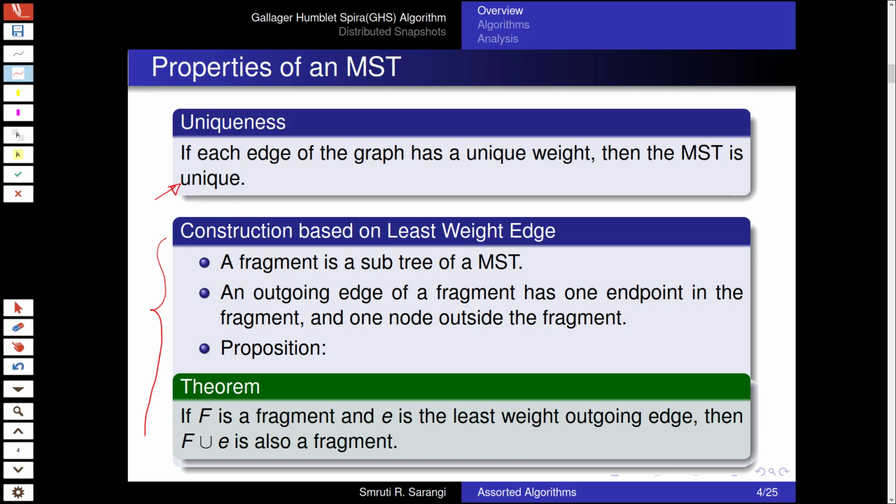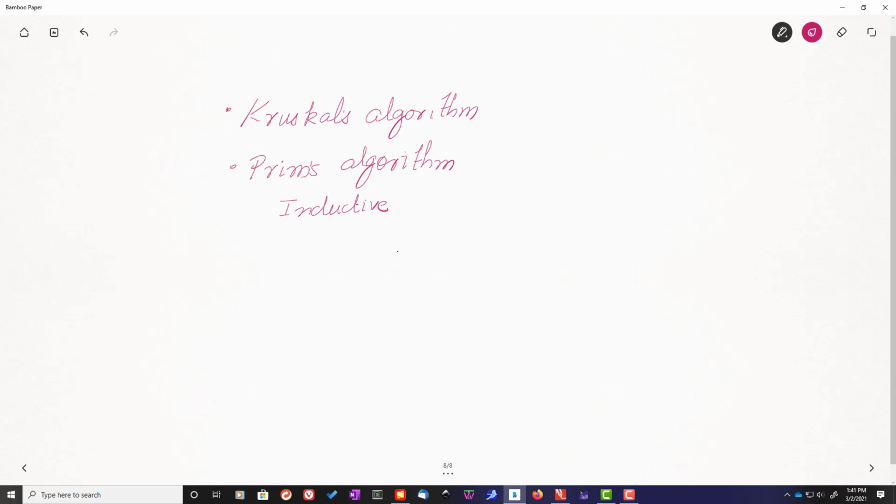Furthermore, here is one more theorem that is a direct outcome of the proof of Prim's algorithm. It is called construction based on the least weight edge. Let's consider a fragment as a subtree of an MST. So if we take a minimum spanning tree, let's say that this is the tree. Let us take a subtree of the minimum spanning tree and call this a fragment.